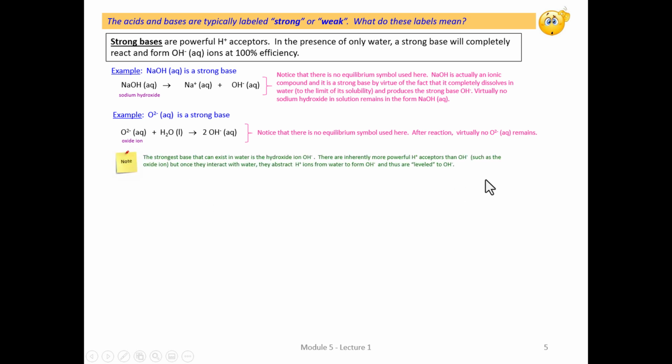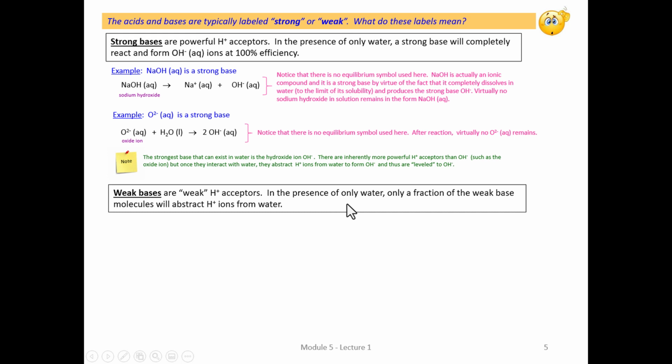Now, we want to note here, as we did with acids, that the strongest base that can exist in water is actually the hydroxide ion. There are inherently more powerful H+ acceptors than hydroxide, such as the oxide ion. But once they interact with water, these more powerful H+ acceptors abstract hydrogen ions from the water to form hydroxides, and thus these powerful H+ acceptors are leveled to hydroxide ions, which are the strongest base that can exist in water. Now finally, you wouldn't be surprised that weak bases are weak H+ acceptors.